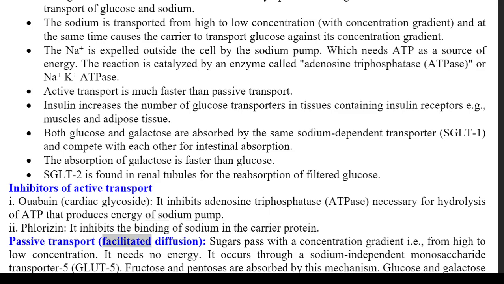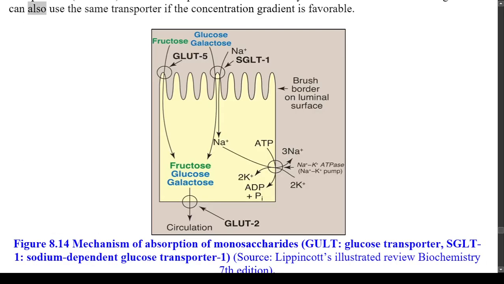Passive transport, facilitated diffusion. Sugars pass with a concentration gradient, i.e., from high to low concentration. It needs no energy. It occurs through a sodium-independent monosaccharide transporter 5, GLUT5. Fructose and pentoses are absorbed by this mechanism. Glucose and galactose can also use the same transporter if the concentration gradient is favorable.